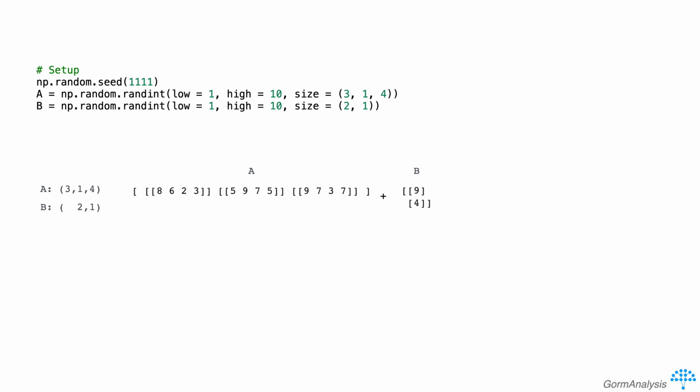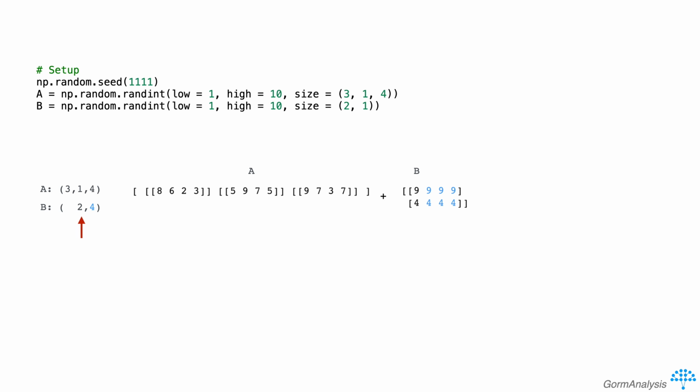Let's see another example where A has 3 dimensions and B has 2 dimensions. So, as before, we start by comparing the last dimension of each array. In this case, A is 4 and B is 1, so we can expand B into a 2x4 array, making these dimensions compatible.